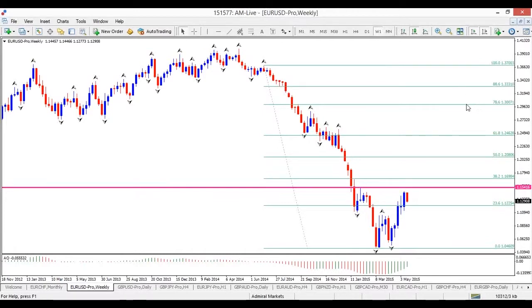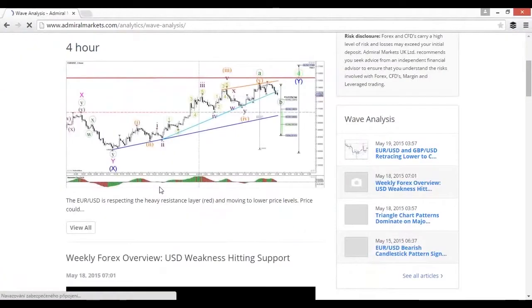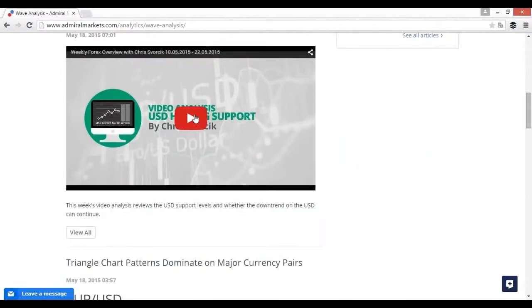So let's take a look at the euro dollar weekly chart. We of course had last week another weekly candle close, and if you are curious about what I think of the weekly open, then you can always find out by looking at Monday around 10:09 UK time. Go to wave analysis on the Admiral Markets site right here, and you should see a weekly Forex overview, right? And then there should be a video.